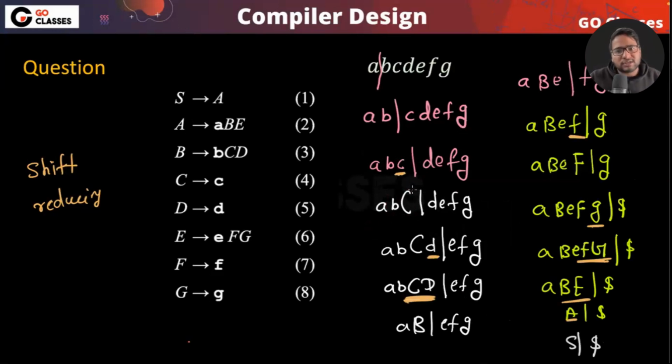Whatever is on top of the stack. Should you reduce this ABC? No. So basically you're shifting. That's cool. Now, can you shift this E and then can you decide about this D later on? No, right? So you need to take the decision now.